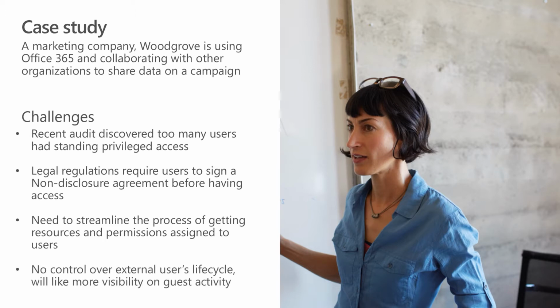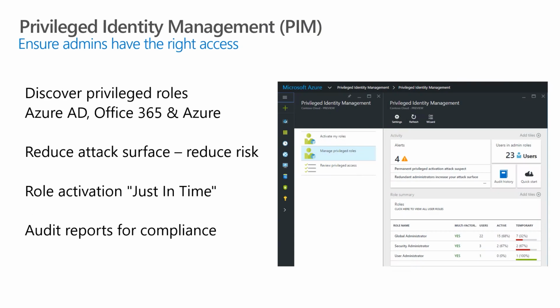And finally, we want to have a better visibility for guest activity in our environment. So what happens when partners join to work with Woodgrove on projects? How do we know who should stay in and when they're done so we can revoke access? These are the challenges we're going to be solving today using the 4 features we talked about earlier. And now we can go to the first one.